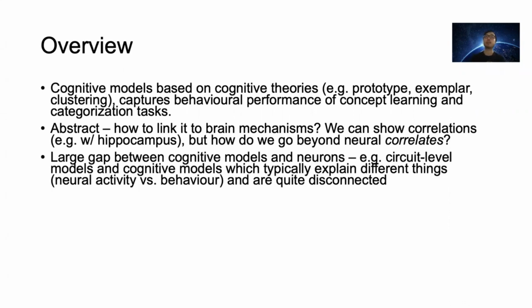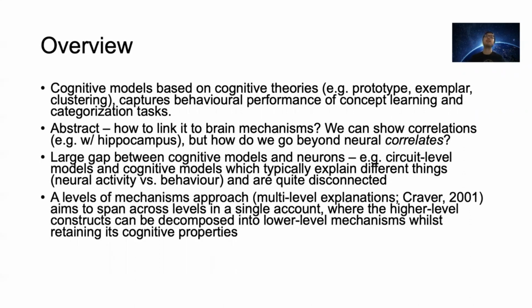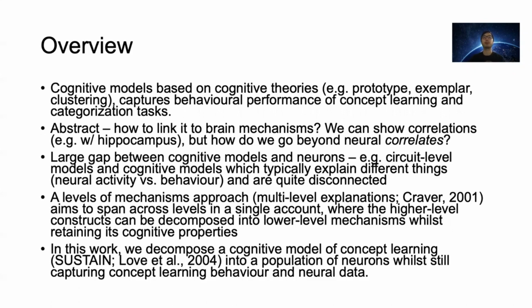So we have circuit level models and cognitive models, which typically explain different things, such as neural activity and behavior. And they're quite disconnected. A levels of mechanism approach aims to span across levels in a single account, where the higher level constructs can be decomposed into lower level mechanisms whilst retaining their cognitive properties. In this work, we decompose the cognitive model of concept learning into a population of neurons while still capturing concept learning behavior and neural data.